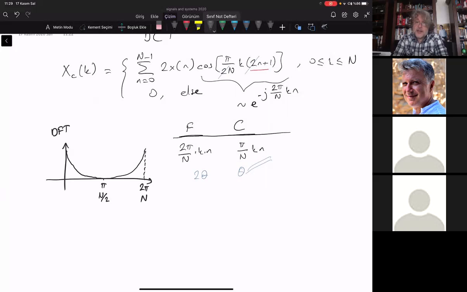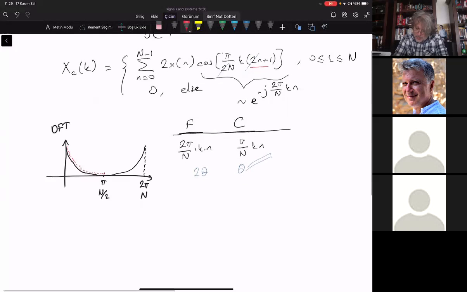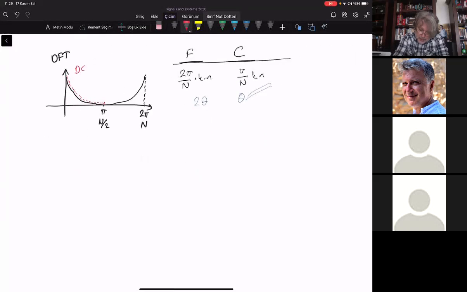So the cosine transform is half that angle, which means it is only from here to pi. So when you plot the DCT of something, the DCT plot would start with a large value and end with a small value, something like this. DCT will look like this in magnitude over n, or over k, let's put it this way, the new domain. And here, capital N, corresponding to pi.